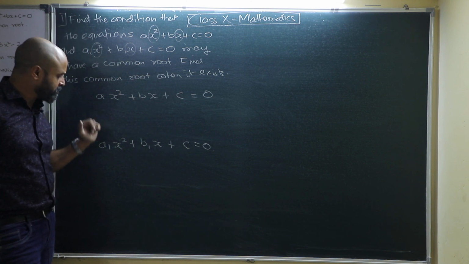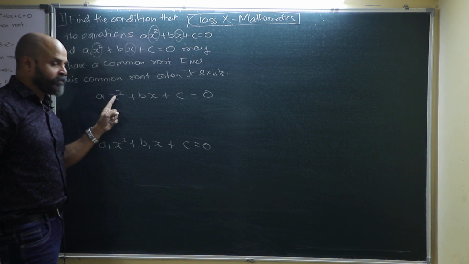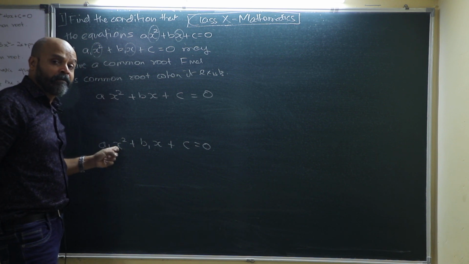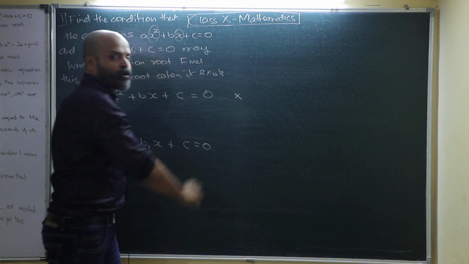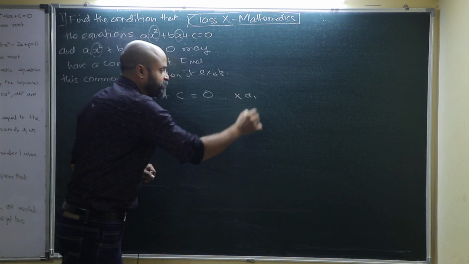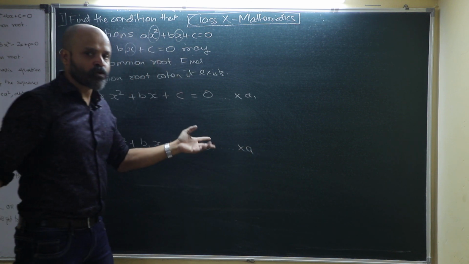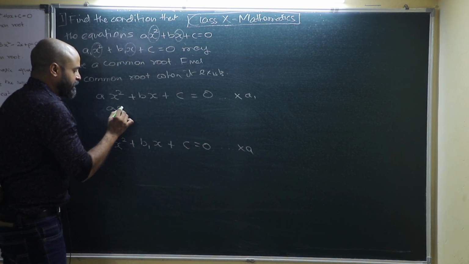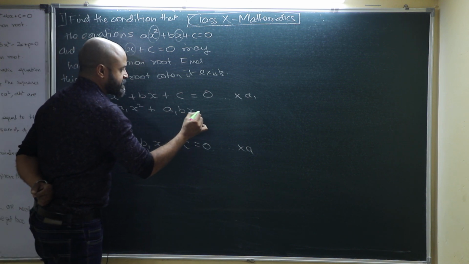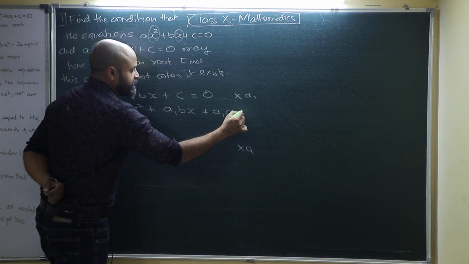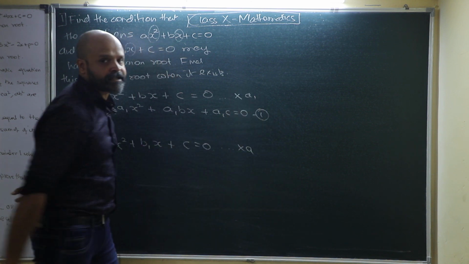This has a coefficient of a, this has a coefficient of a1. If I have to equate the coefficients of these two, which means that I am intending to eliminate the x square from this equation, I will get this entire equation multiplied by a1, and this entire equation I get it multiplied by a. So what do I get here? This will be a1 a x square plus a1 b x plus a1 c is equal to 0. It's a modified form of this equation. So we get this numbered as equation 1.